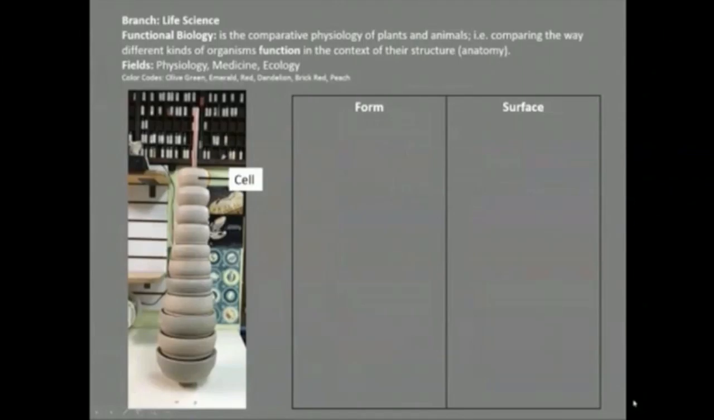So some fields in this. Physiology, medicine, ecology. We have a lot of different color codes in this area, so this might be a more colorful part of the sculpture.